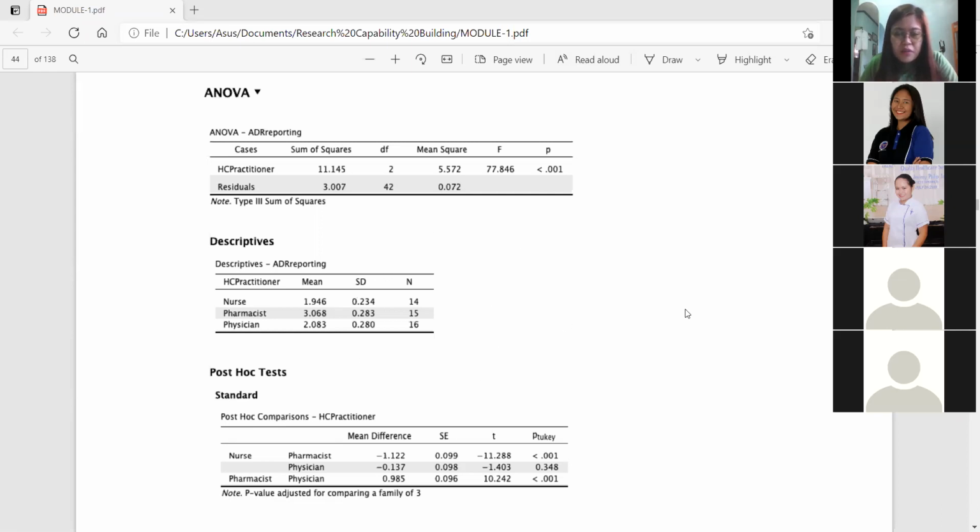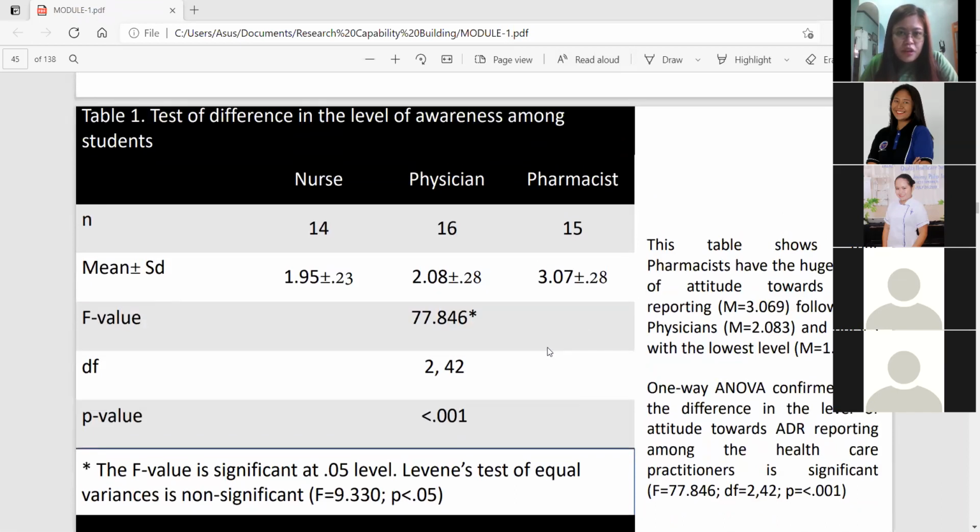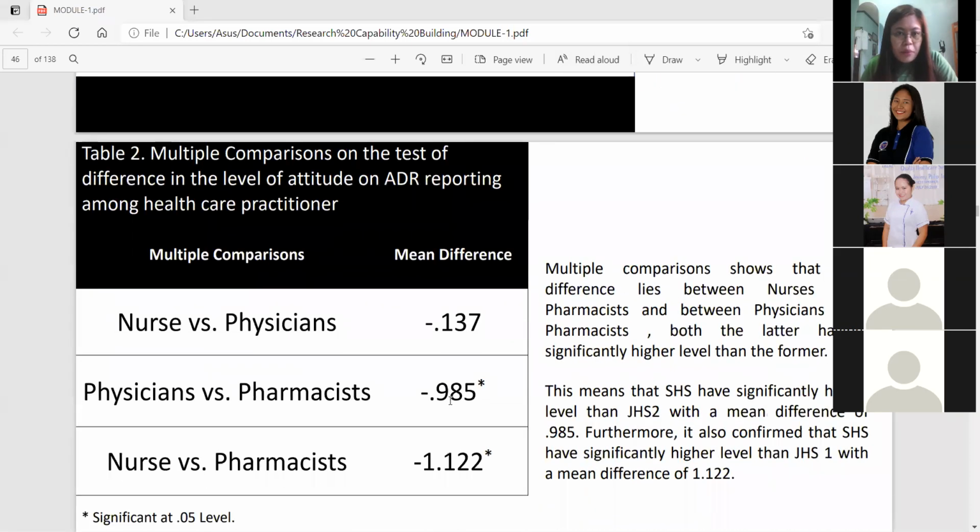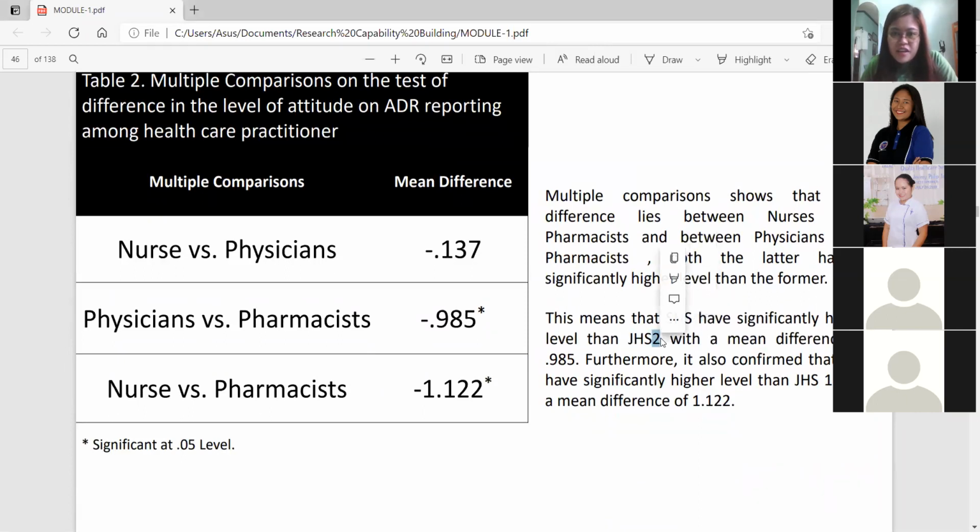So, look at the tables we got earlier. You can make your own tables like this. The p-value is less than 0.001, which means there is a significant difference. Then in the post hoc, this one, multiple comparison, just replace the groups with your own. Nurse versus physician, the difference is this one. Physicians versus pharmacist, nurse versus pharmacist, and it has an asterisk, meaning there is a significant difference. Physicians versus pharmacist and nurse versus pharmacist. But between the nurse and physicians, there is no difference in their level of attitude towards ADR reporting. So you can do it like this. Just explain the table.